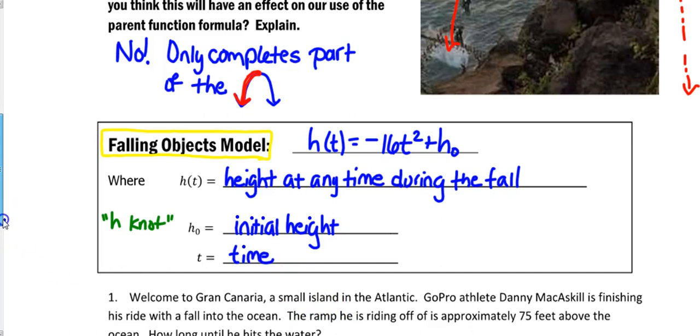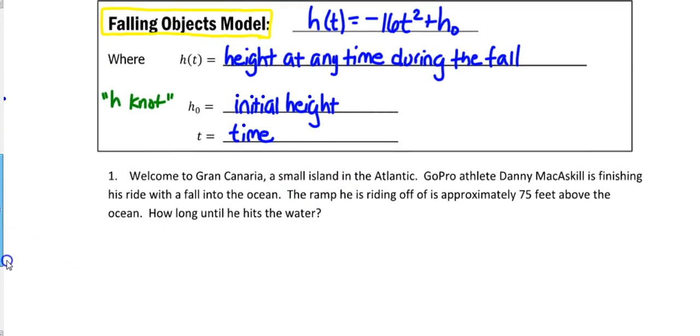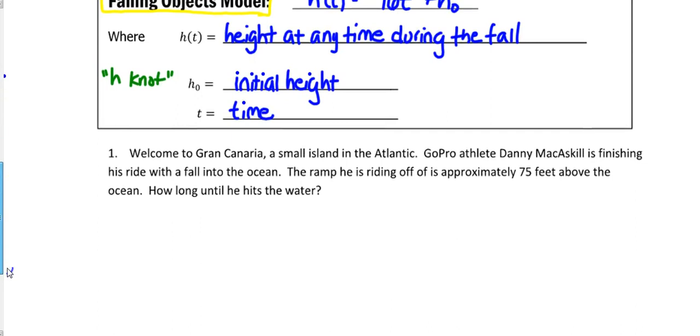Now that we have this model to work with, let's read this first question. It says, welcome to Gran Canaria, a small island in the Atlantic. GoPro athlete Danny McCaskill is finishing his ride with a fall into the ocean. The ramp he is riding off of is approximately 75 feet above the ocean. How long until he hits the water? Let's first define our variables. So we'll have t and h of t.